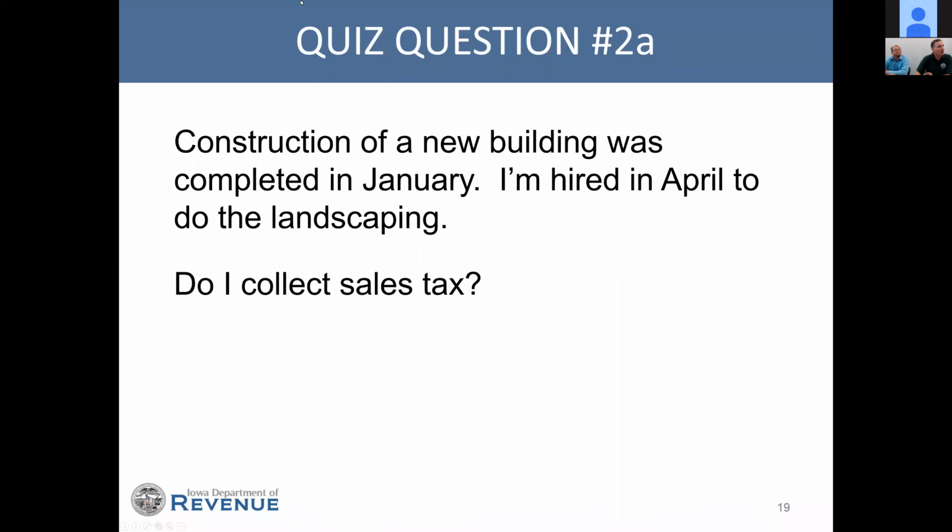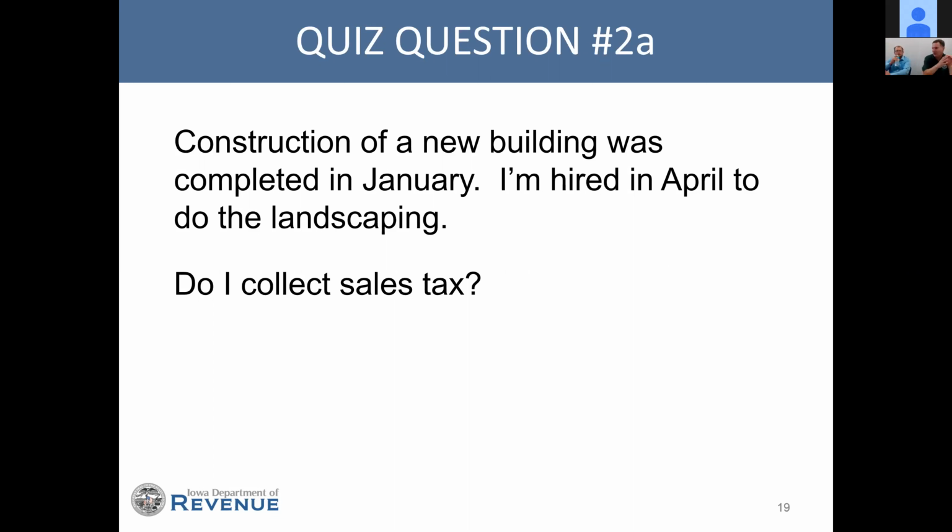Question number 2. Let's see if we can get this one pulled up here. All righty, we're going to do another poll here just to see if everybody's tracking with me. In this situation, we've got construction of a new building that was completed in January. If a person is hired in April to do the landscaping, do I collect tax? We'll give you a little bit of time on this one.